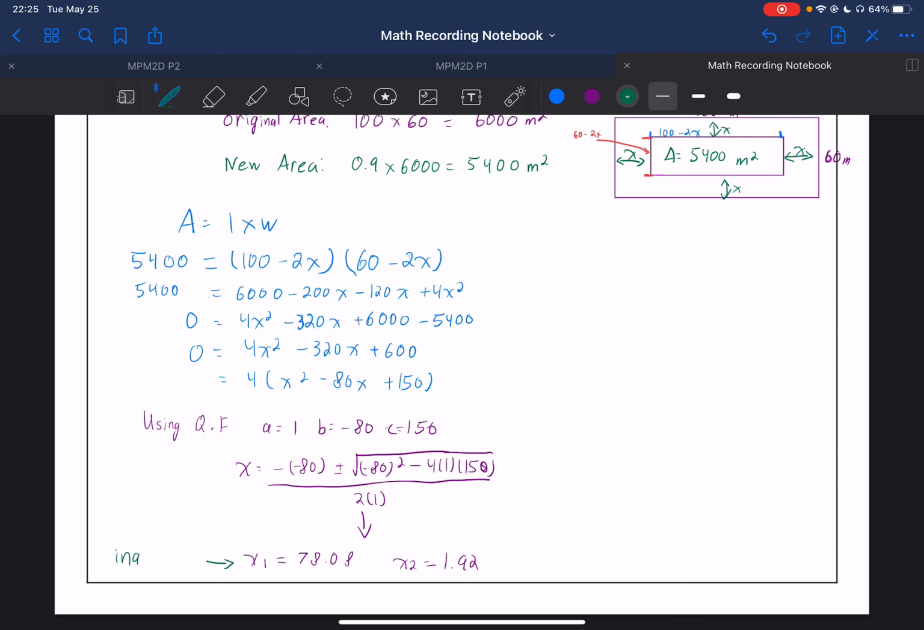Inadmissible. However, this guy right here, that's workable. That width will work in our situation. We won't take away any space. So then we can say, therefore, the width of the path is 1.92 meters.